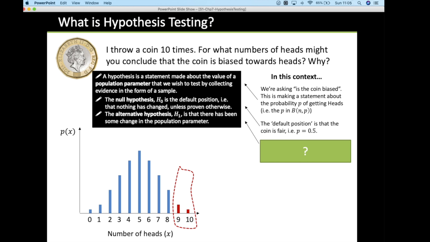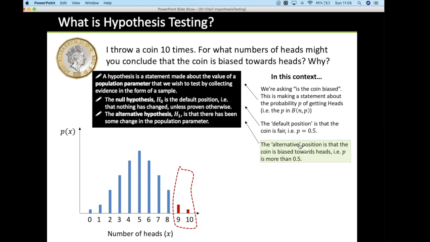They might say that I think it's biased towards heads, in which case what they're saying there is they're expecting it to land on more heads than 0.5. They could say, I expect this to be biased towards tails, in which case you'd expect it to get less heads than 5. Or you could also say that you don't know whether it's biased either way, and in which case you say that I just think that it's biased. And this is actually called a two-tailed test, which we'll come to later.